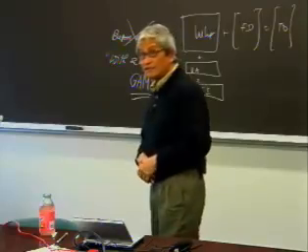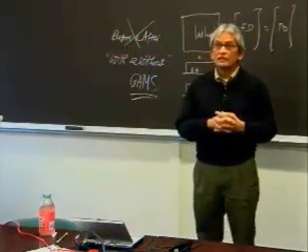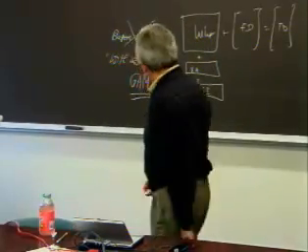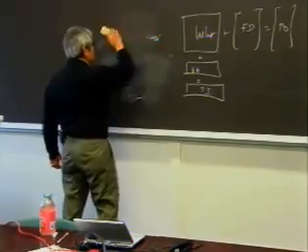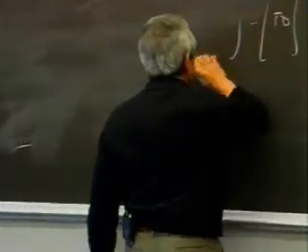All right, so let me give you an example of the model. This is very simple. Basically, this is the simple two-sector model. So in the economy, there are two sectors. Let's call them sector 1 and sector 2.